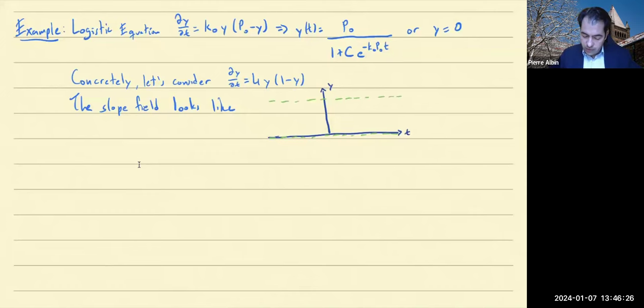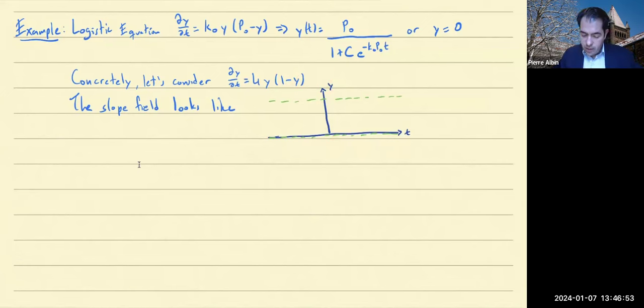Okay, and then what's happening otherwise? Well, let's think about the sign, right? So if y is positive, then this term is positive. And if y is less than 1, then this term will be positive. So here, we're going to see positive slopes, whereas elsewhere, either above or below, you would see negative slopes. Okay, so it's going to be positive.